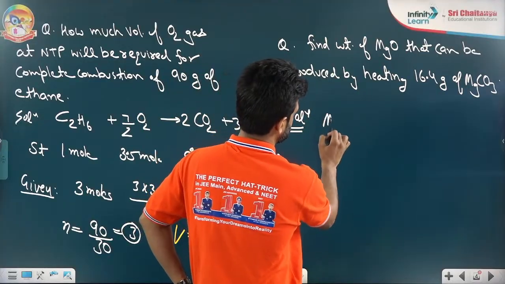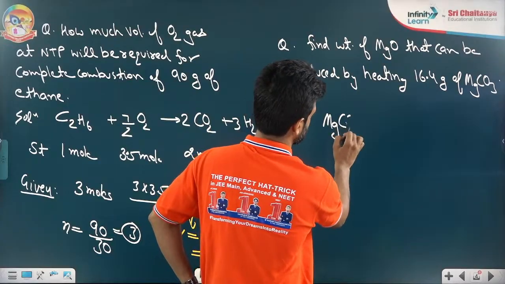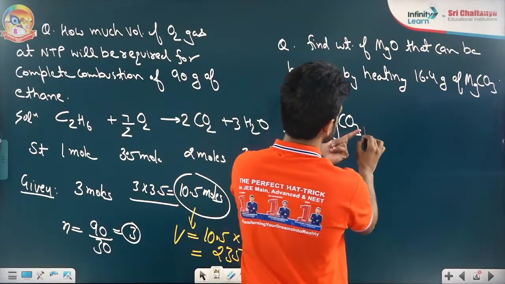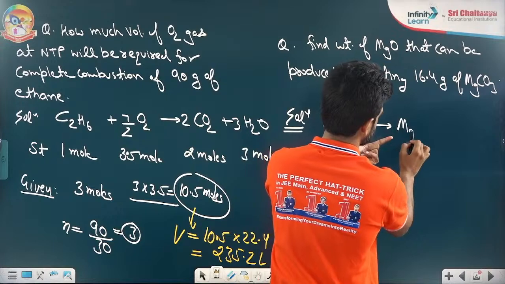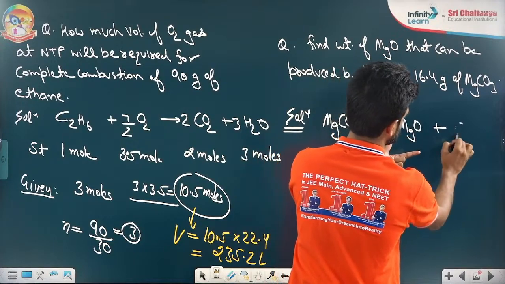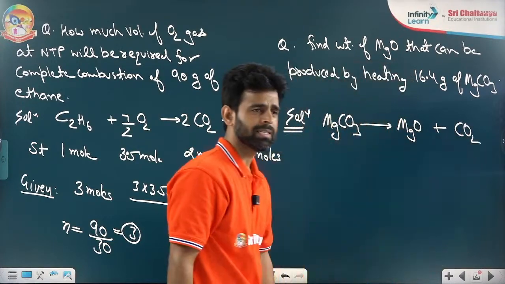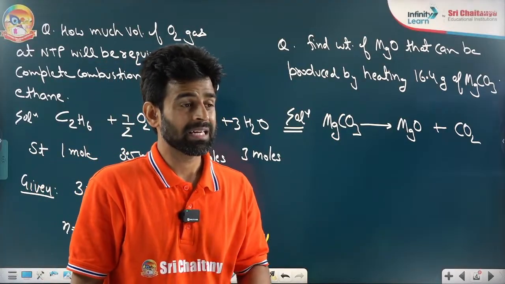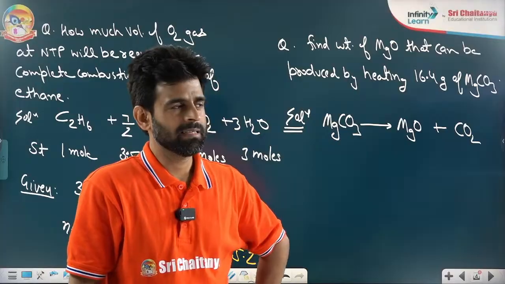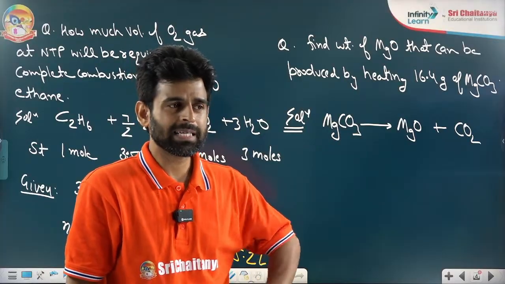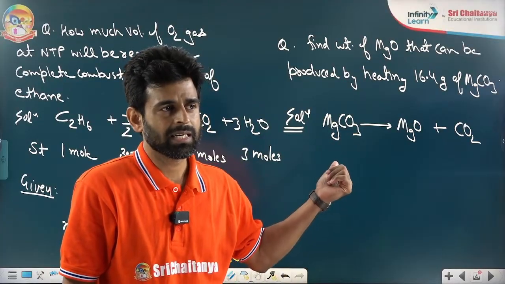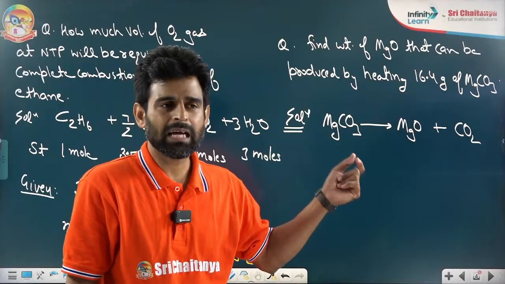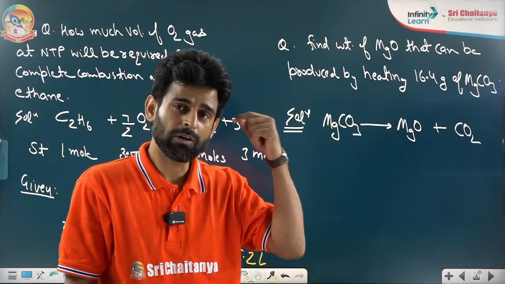Now, if you don't know the equation, let me help you. If we heat the magnesium carbonate, it gives me magnesium oxide and CO2, right? Similar to CaCO3, that's it. Now think about it. Now you have to solve. Now you have seen the equation. Now you have to remember it.